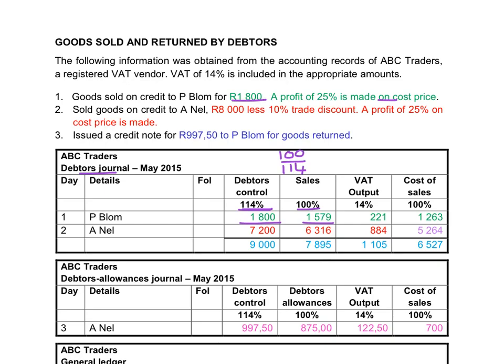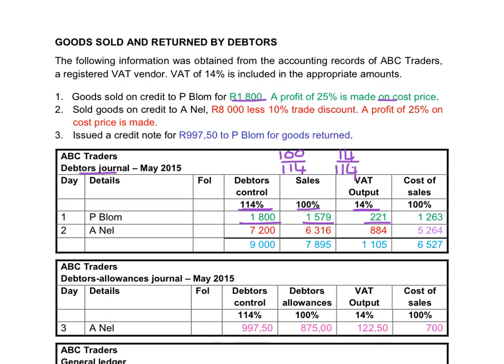VAT is 14%. If we want to calculate that, the one that we want to calculate, 14, divide by the one that's known, 114, times 1,800, and that will give me 221 Rand.